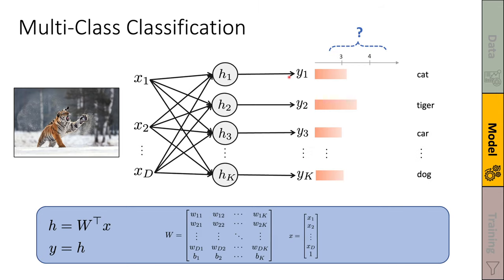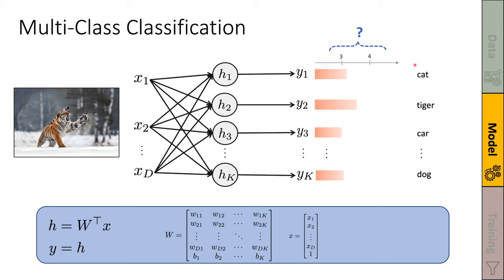Another example would be multi-class classification, where each output neuron represents one class probability. In this example, we want to classify an image by what object is shown in it. If we just consider what we had before, we will have an unscaled output, and this output doesn't make much sense to us. It might be somewhere on the scale here, and it gives us some values, but they don't make much sense.